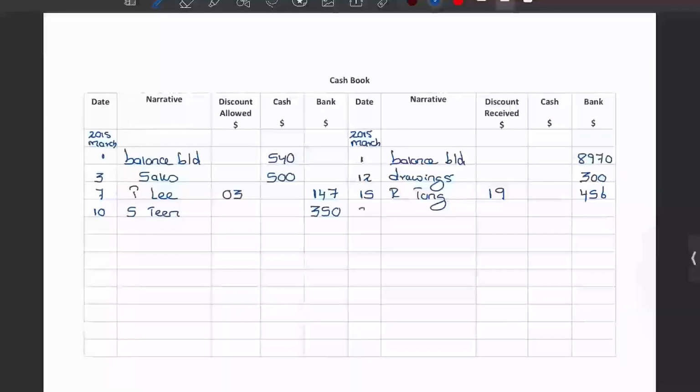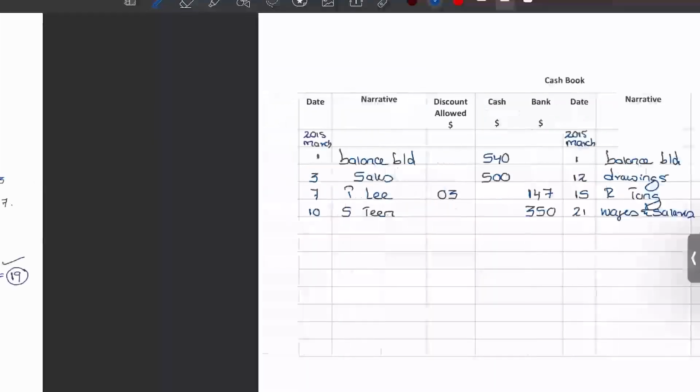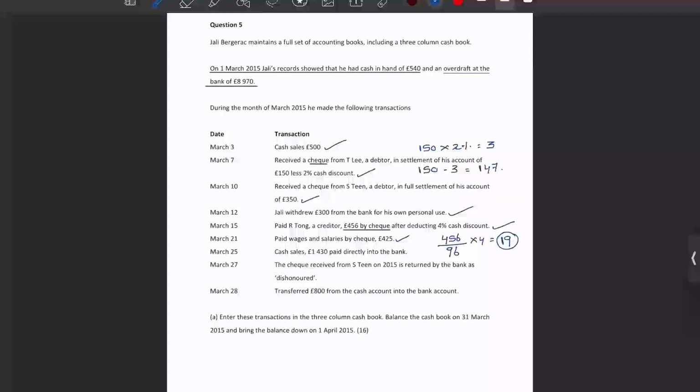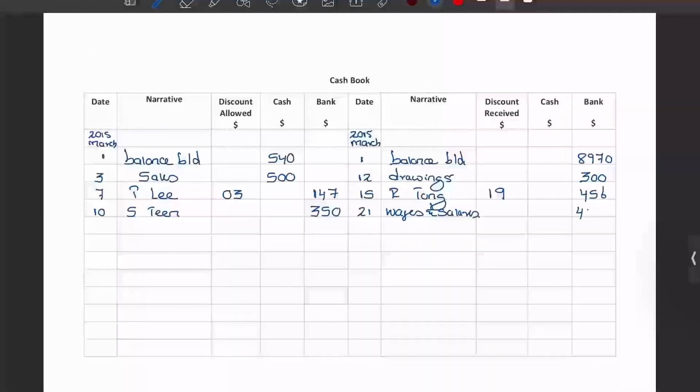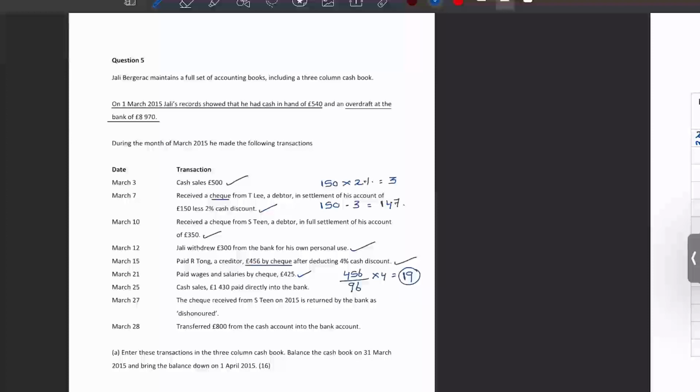Let's enter March 21st. Wages and salaries. Money in the bank will reduce. So if money in the bank is going to reduce, you have to enter it on the credit side. So 425, you put it on the credit side. Clear with that? Money in the bank is reducing. Look at the next one.